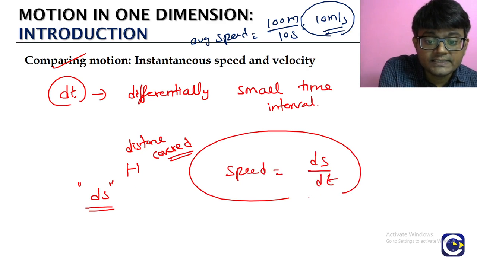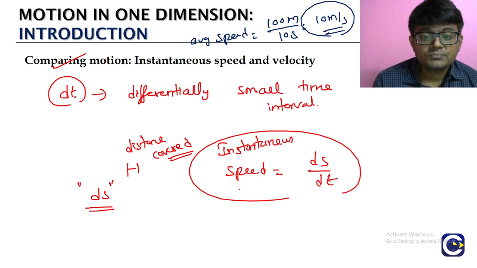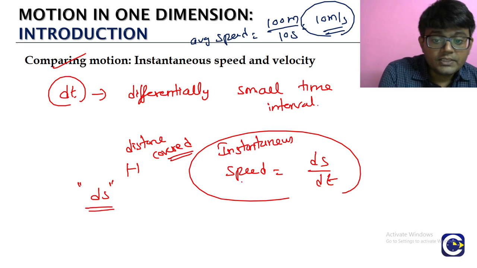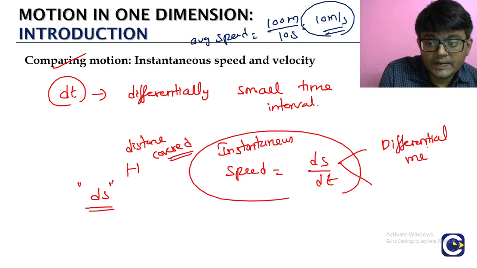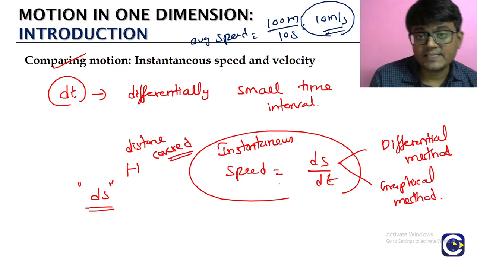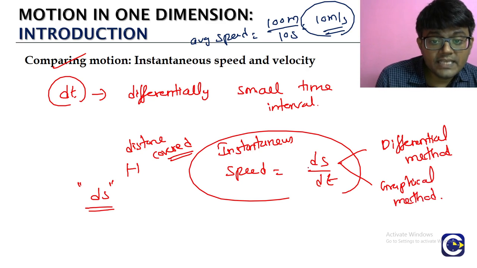First we'll understand this instantaneous speed. We cannot get it just like that. We will be able to find out this value either by using the differential method or by using the graphical method. So how are we going to get this instantaneous speed value? Either we will get it by using the differential method or by using the graphical method.